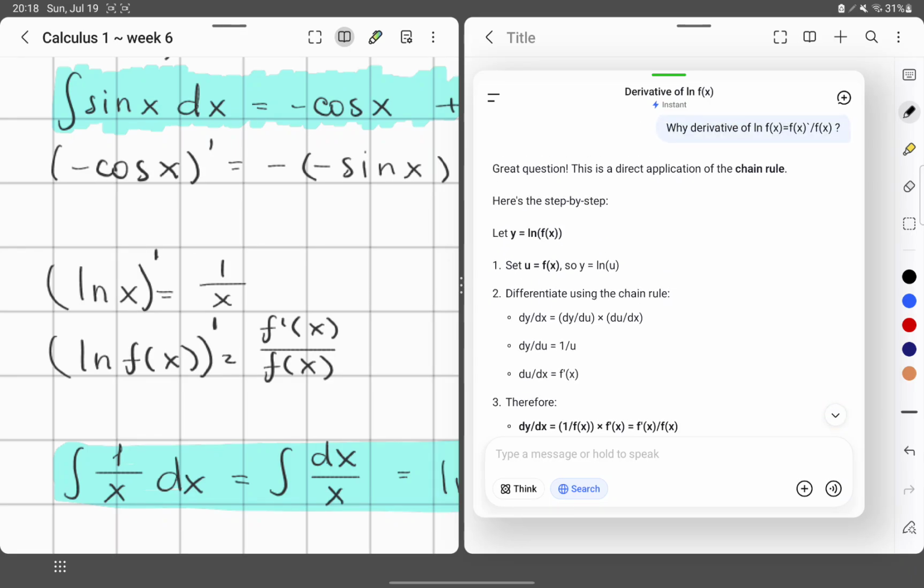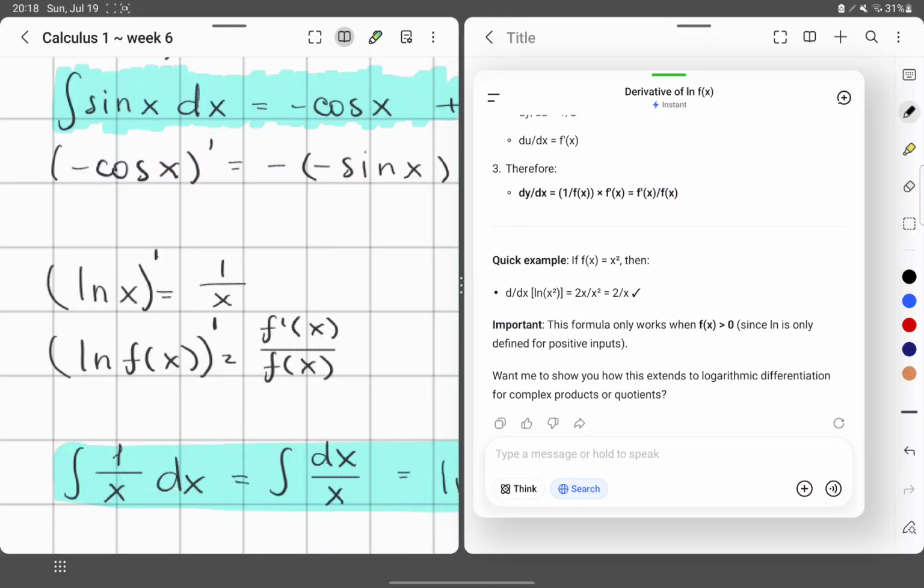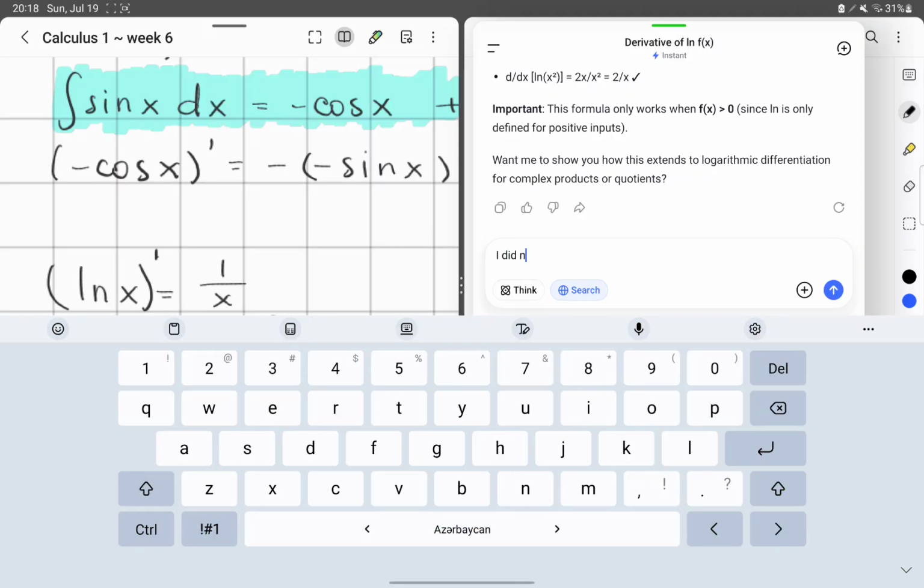Great question. This is a direct application of the chain rule. Let y equal ln f of x. Set u equal to f of x, so ln u. Differentiate. Okay. Oh my gosh. I don't know why. What is this? I did not understand. Explain simply. In a simple way. Okay, in a simple way.